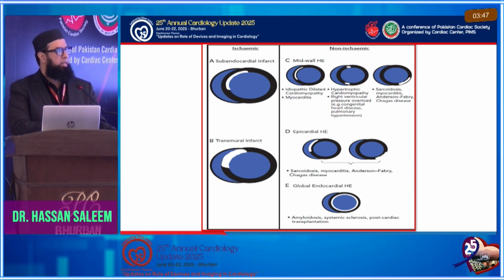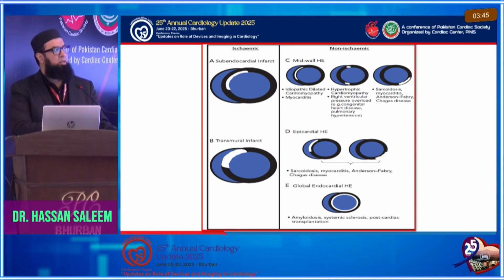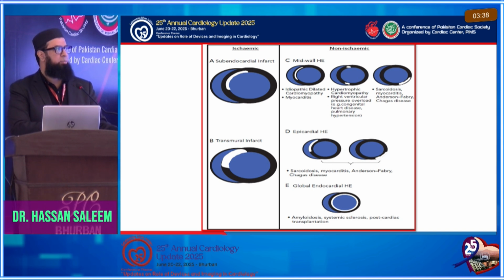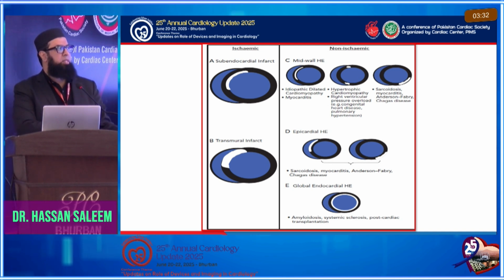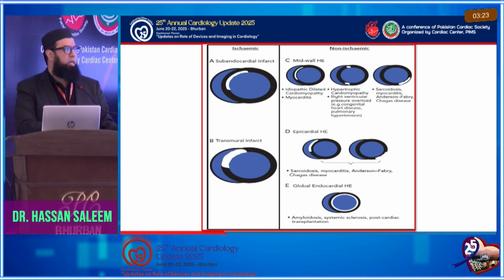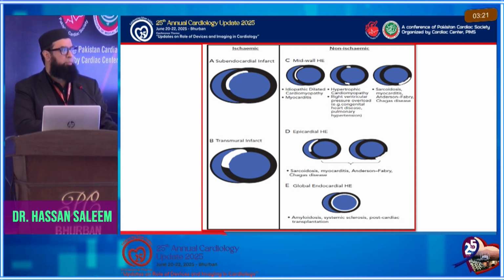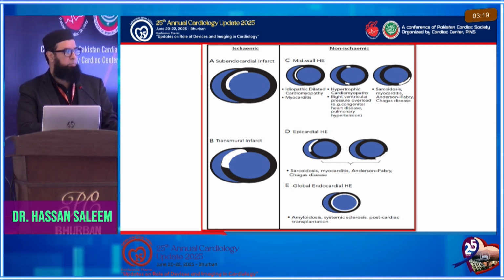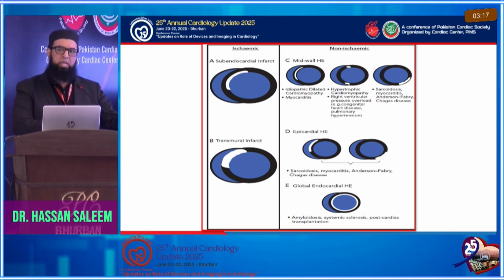So subendocardial and transmural patterns are obviously ischemic, and non-ischemic patterns are all other patterns, like mid-wall. We can see it in dilated cardiomyopathies and myocarditis. Then at the RV attachment site, this is HCM. Sarcoidosis's favorite site is the posterolateral wall. Then epicardial can be seen again in sarcoidosis, myocarditis, and Anderson-Fabry, and global endocardial enhancement is basically seen in amyloidosis.